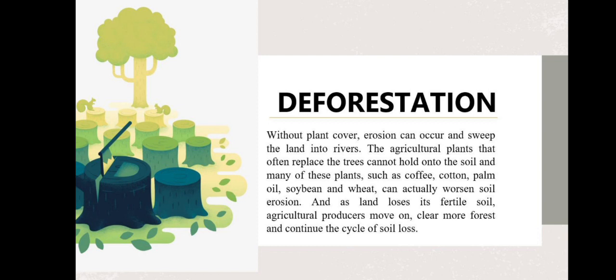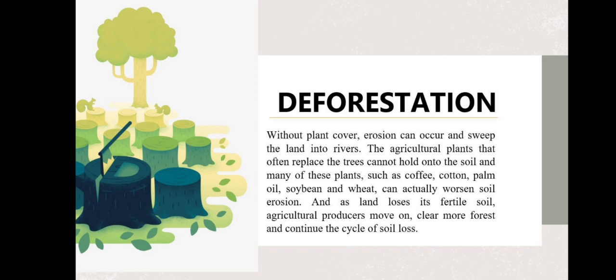So, ngayon naman dito tayo sa deforestation. Without plant cover, kumbaga sa soil natin ang nagko-cover dyan is yung mga trees. Kumbaga sila yung nagbibind sa soil natin. So, erosion can occur and sweep the land into rivers. The agricultural plants that often replace the trees cannot hold onto the soil, and many of these plants, such as coffee, cotton, palm, oil, wheat, can actually worsen the soil erosion.